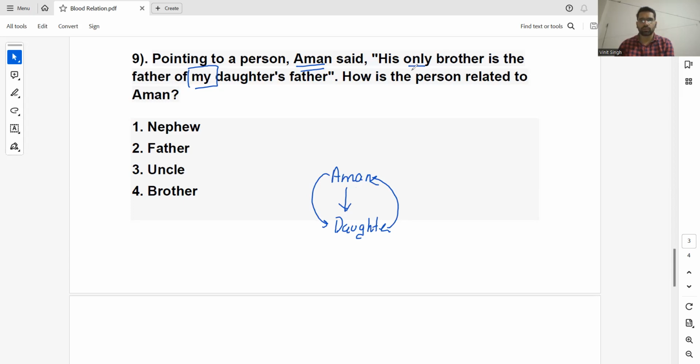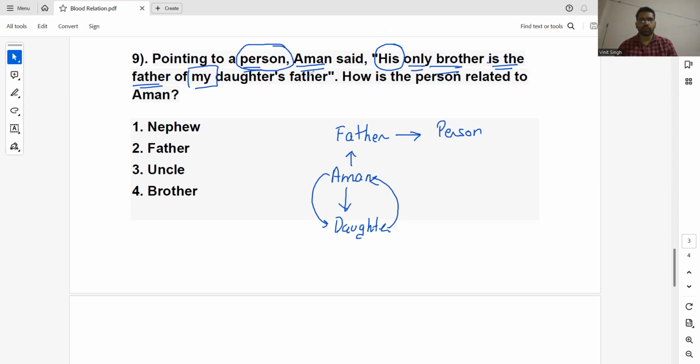His only brother is the father of my daughter's father. My daughter's father is Aman. The father of my daughter's father is Aman's father. His only brother is the brother of that person. That father of Aman is the brother of that person.